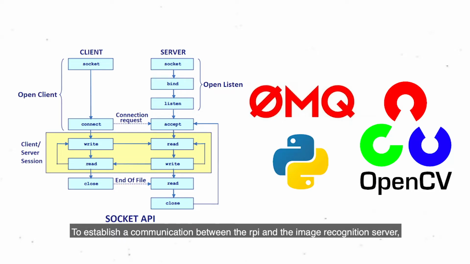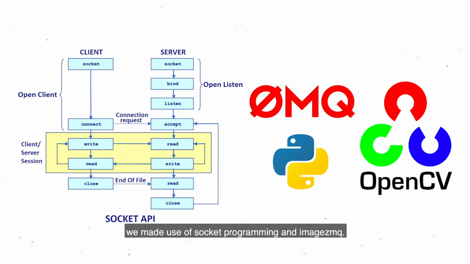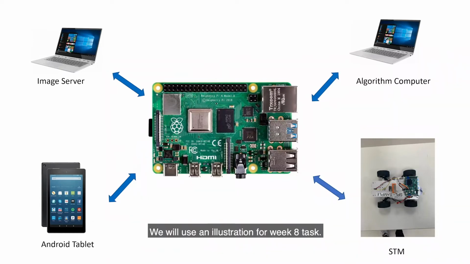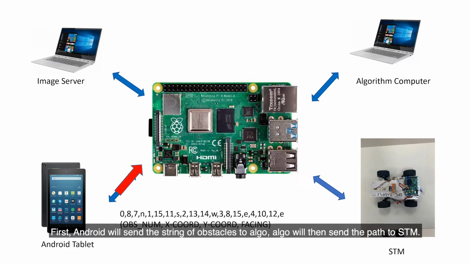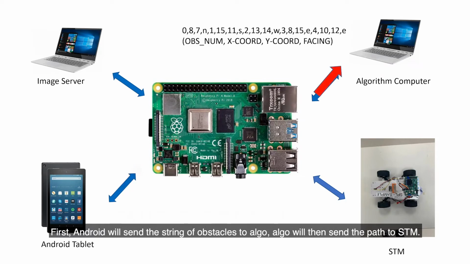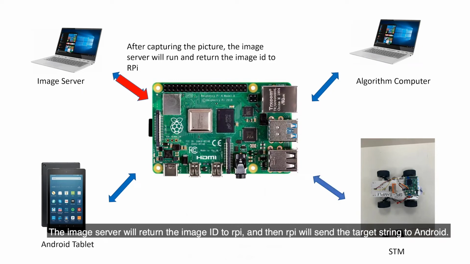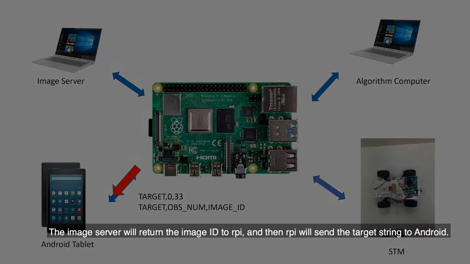To establish communication between the RPi and the image recognition server, we make use of socket programming and ZMQ. I did multi-threading code which connects the RPi to STM, Android tablet, and Algo. Following is an illustration for week 8 tasks. First, Android will send a string of obstacles to Algo. Algo will then send the path to STM. The image server will return the image ID to the RPi, and then the RPi will send the target string to Android.